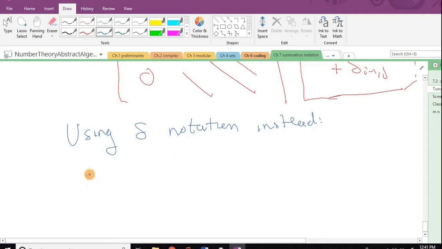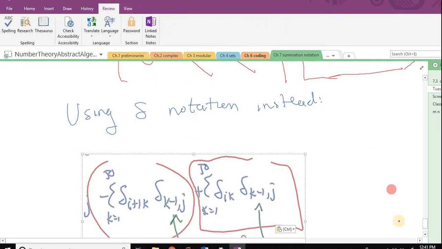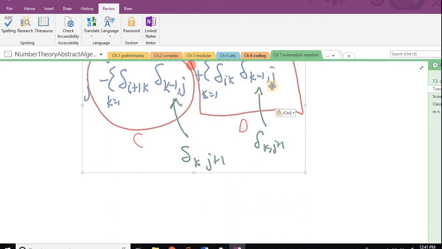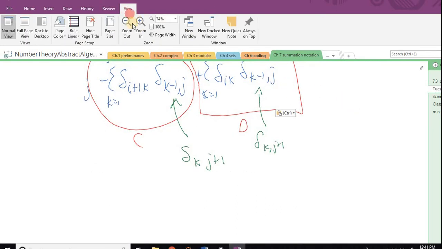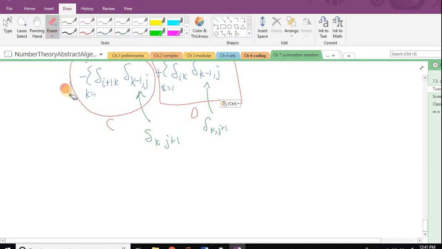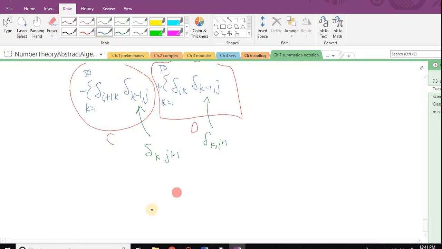Okay, so we do that. All right, so there's C and there's D. So that gives us, if we do that, then C, let me erase this here. Okay, so C would be equal to minus, so you're doing that replacement, sum k equal 1 to 50, and then this is delta I plus 1k, and then this is going to be delta k j plus 1.